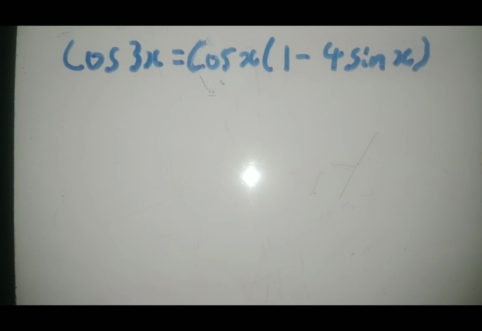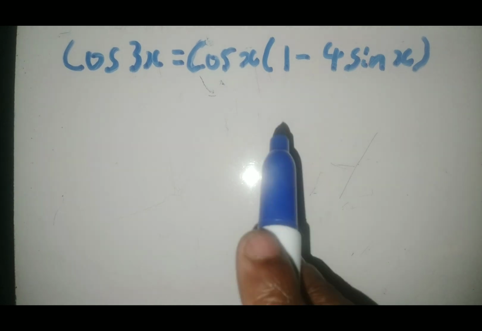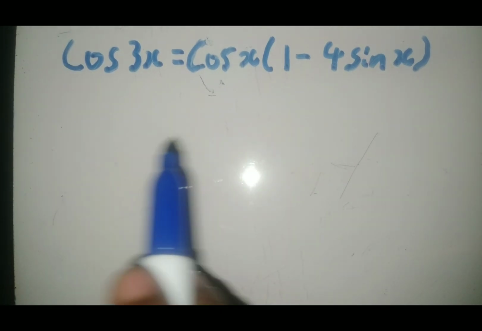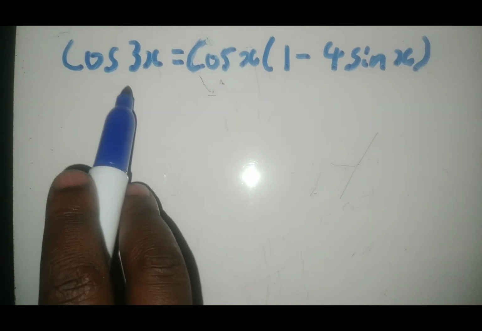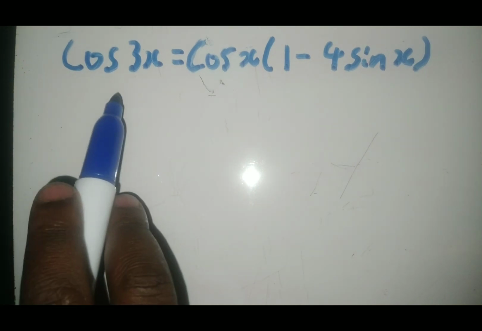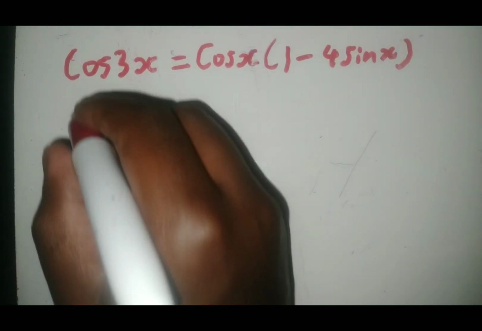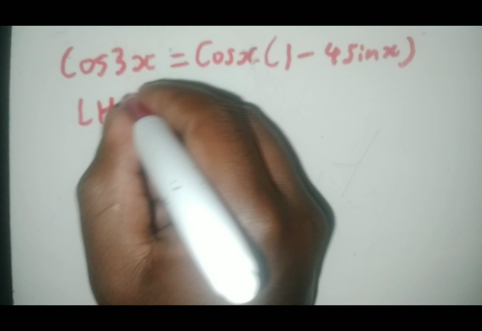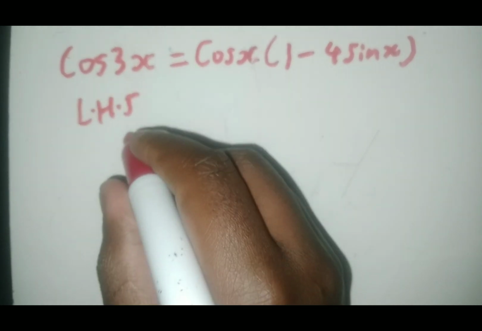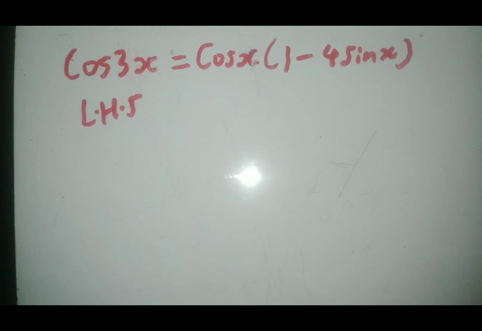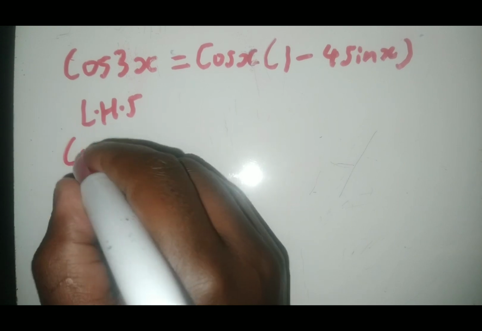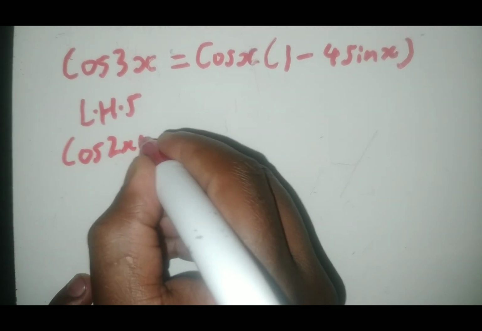So usually in trigonometry, when they say prove the identity, it's best to take the most complicated side and convert it to the simple side. But here in this case, since this one has got 3x, we're gonna have to take this side and make it complicated. So in this case, I'm gonna choose my left hand side. So for the left hand side, every time you've got cos 3x, you have to take it and make it cos 2x plus x. So then we're going to say cos 2x plus x.